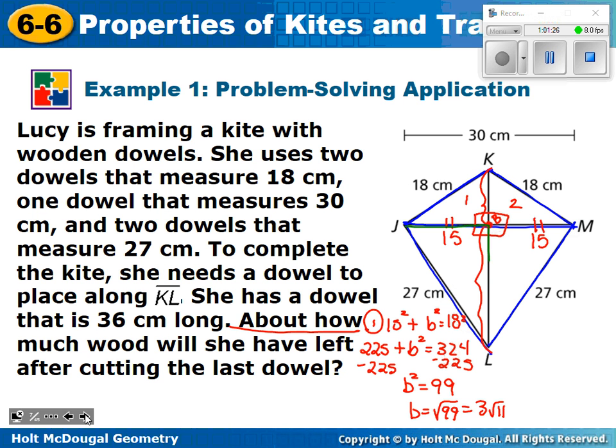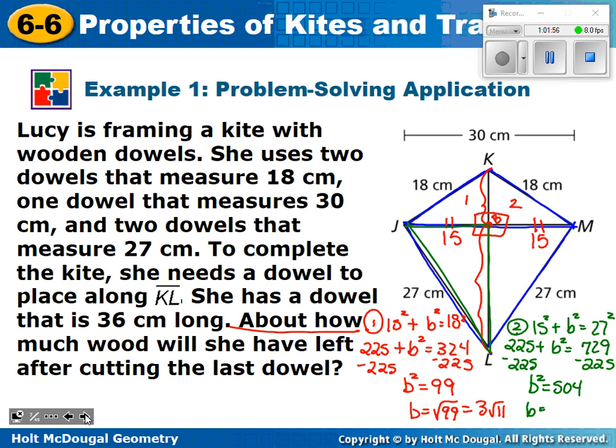So now we're looking at this bigger triangle. What's my Pythagorean theorem going to be? 15 squared plus b squared equals 27 squared. Again, I know 15 squared is 225 plus b squared. I don't have 27 squared memorized. 729. Subtract 225. So b squared is equal to 504. Take the square root.